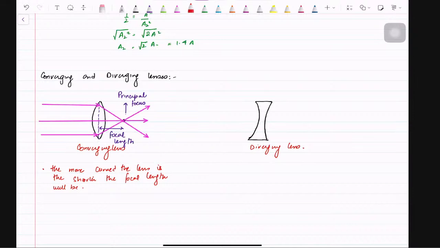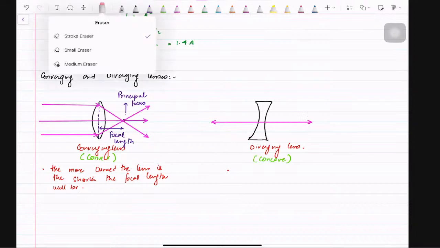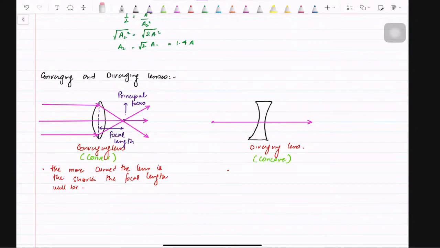Now, speaking of these lenses, oh, by the way, I just forgot. The other name of this is also convex lens, C-O-N-V-E-X. For the diverging lens, which is also called concave, what we need to remember is that when the parallel rays arrive onto this, the center one always goes straight. And then the other ones would diverge away like this.